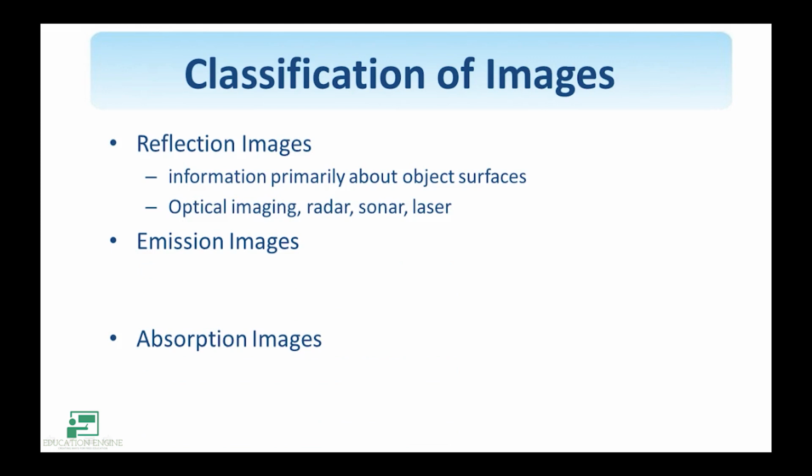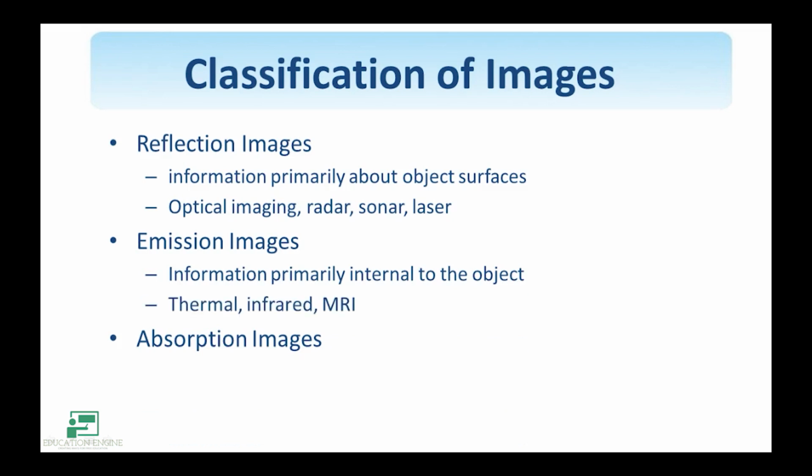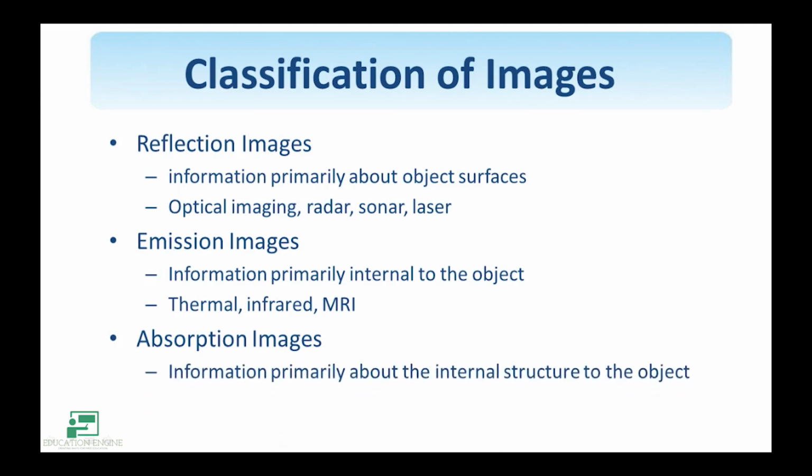Other non-visible examples include radar images, sonar images, laser images, and even some types of electron microscopy images. Emission images are even simpler, since in this case the objects that are being imaged are self-luminous. In this case, the information is primarily about the internal structure of the objects, and examples of emission images are thermal, infrared, and MRI.